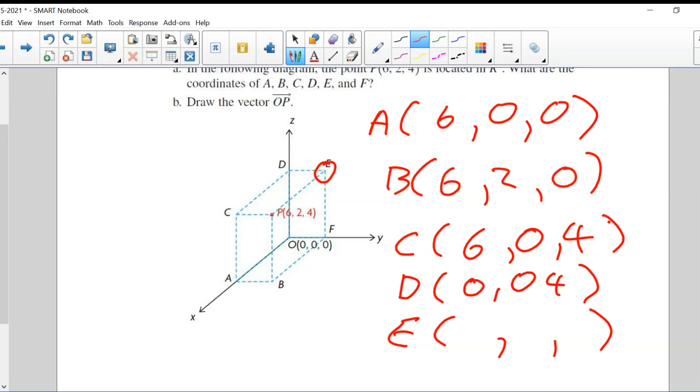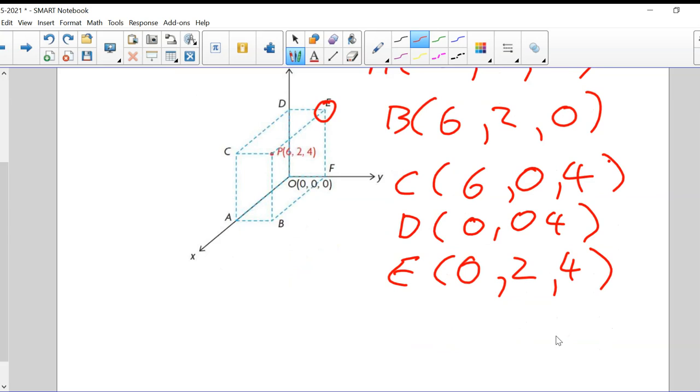0, 2, 4, he says. Does that sound right to everybody? 0, 2, 4. So we're not moving along the x-axis at all. We're stuck on the x-axis, but we do go to the right by 2, and we go up by 4. Good. Okay, one more. F.